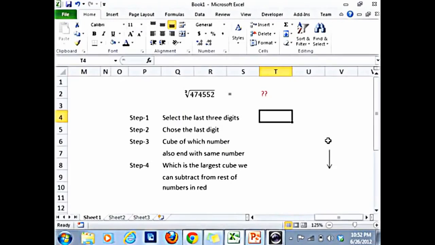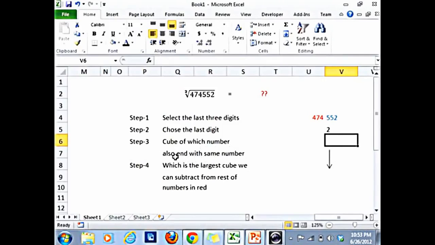Now I have 4 basic steps to get the cube root of a large number. First, I need to select the last 3 digits of the number for which I want the cube root. Here I have 6 digits, so I will write 474 in red and 552 in blue. And now I will choose the last digit of the number. The last digit is 2.